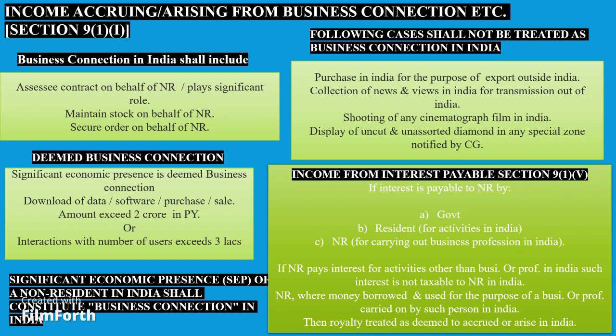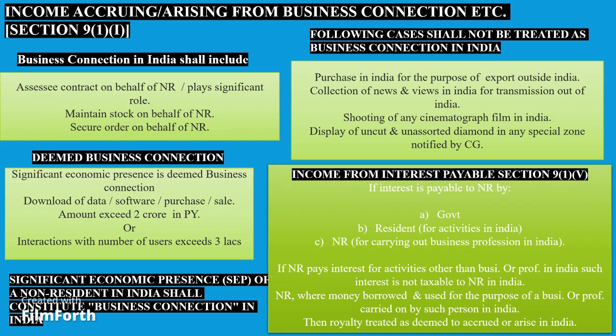However, business connection shall not include any business activity carried out through a broker, general commission agent, or any other agent having an independent status, if such broker, general commission agent or any other agent having an independent status is acting in the ordinary course of his business.